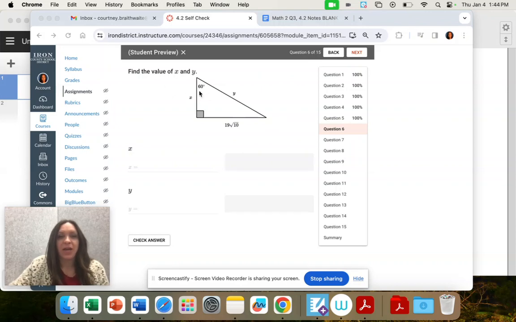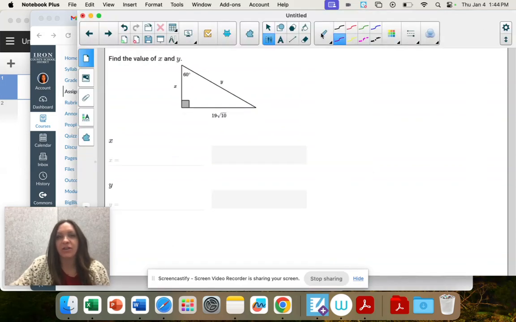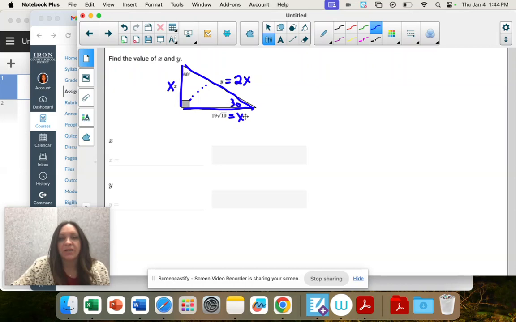Question 6, we have a 30, 60, 90 triangle here. And I'm just going to go and label the sides. So the short side we call x, which it is. Then we move around to the hypotenuse, which is 2 times that value. And then we finish with the long leg, is what we call it. And that value is x times the square root of 3.